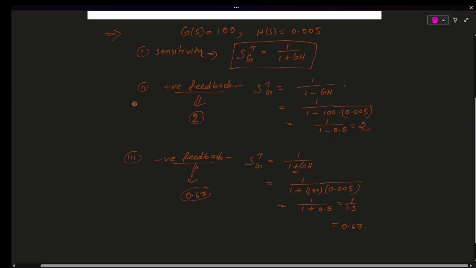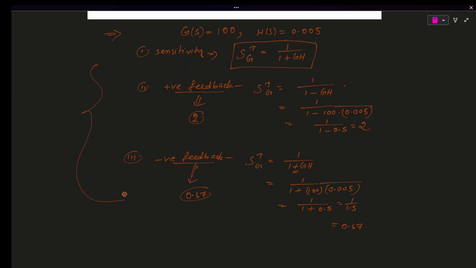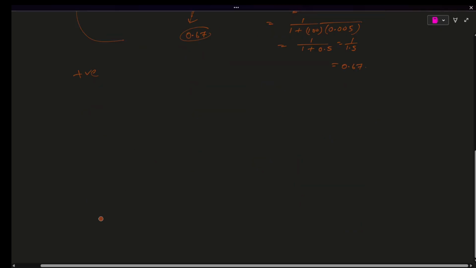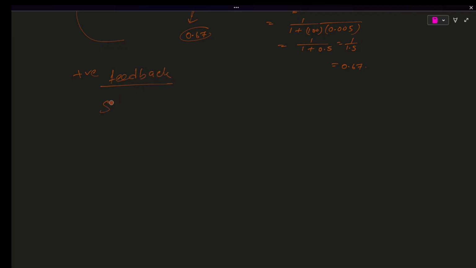So this one is our complete solution. I think you guys understand this problem. So what is our keynote from this problem? For positive feedback, the formula is S T G equals 1 by 1 minus GH, and for negative feedback, the formula is S T G equals 1 by 1 plus GH. So these two are the important formulas.